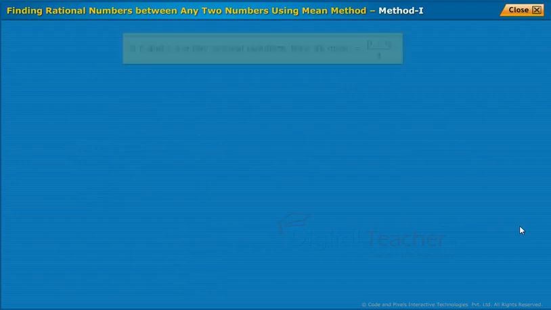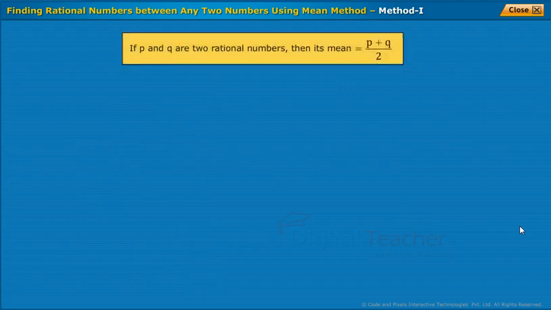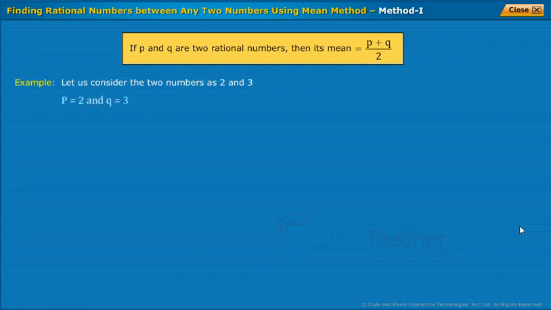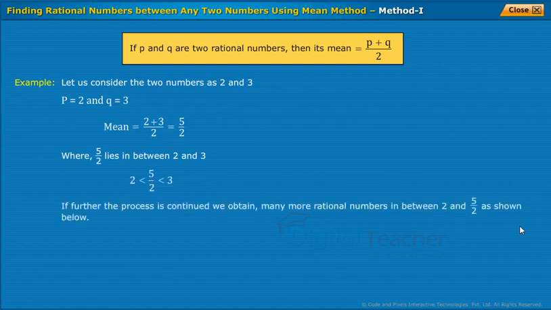Method 1. If p and q are 2 rational numbers, then its mean is (p plus q) by 2. Let us consider the two numbers 2 and 3. Here p is equal to 2 and q is equal to 3. Then the mean of these two numbers is 5 by 2, which lies in between 2 and 3. If the process is continued further, we obtain many more rational numbers in between 2 and 5 by 2 as shown below, where 2 is less than 9 by 4, less than 5 by 2, less than 3.